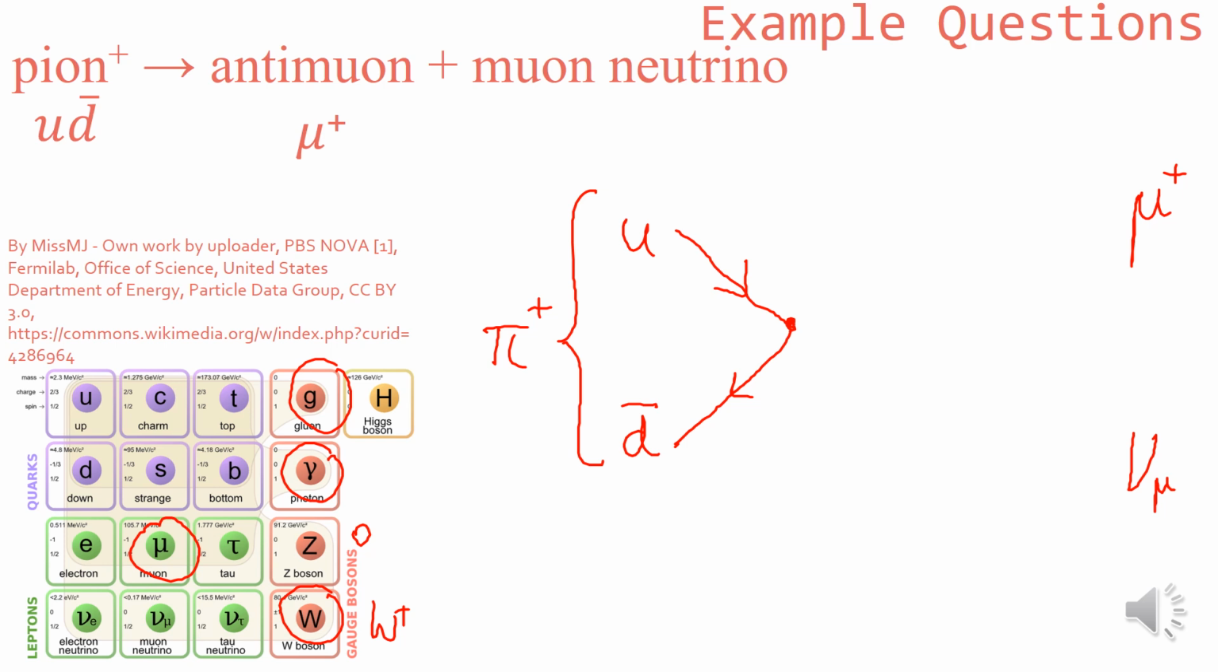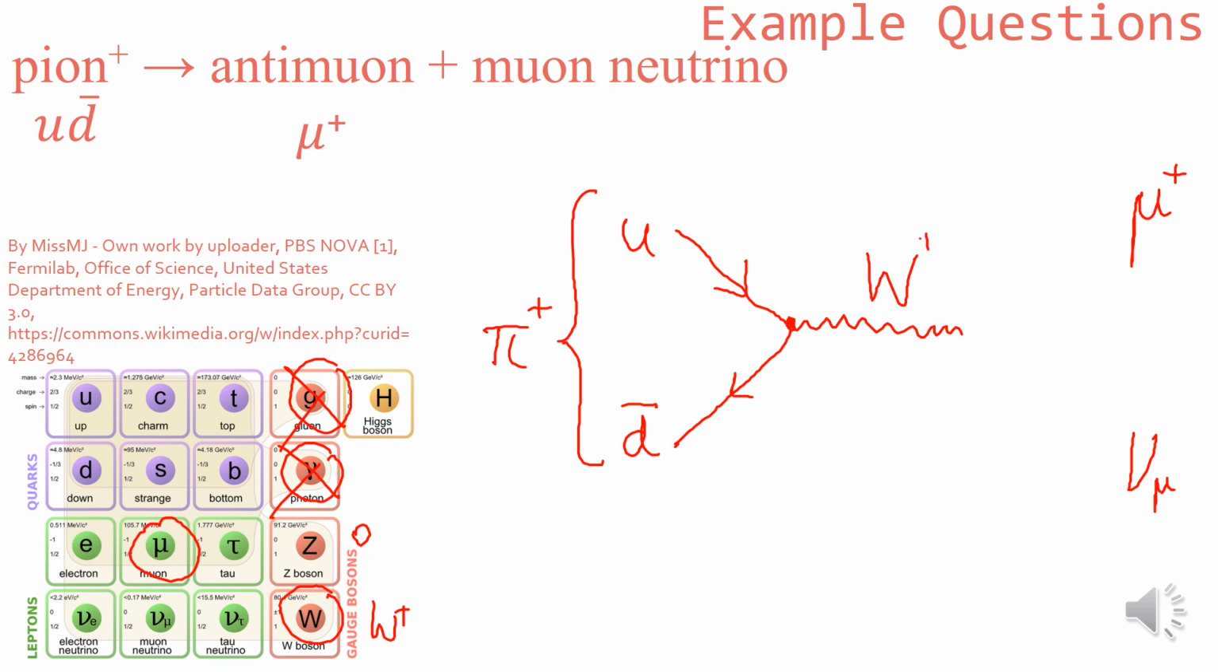But have a look what we have on the other side. We have a muon. Now that's charged, so it could be a photon, but it's not a quark, so it can't be our gluon. So now we've got it down to a photon or a W boson. But because you can see we've got our muon neutrino there, they're not charged. So that means it cannot be our photon. So what we've got here is we've actually got another weak interaction. So we'll draw our W here.